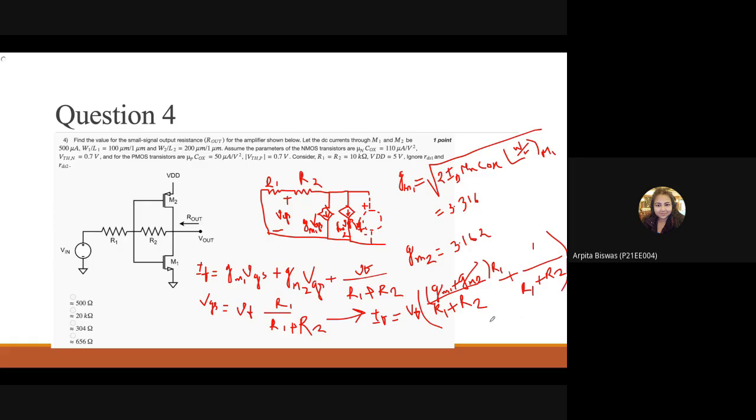Okay, from here I'm writing VT by IT equal to (R1 plus R2) by (1 plus R1 into (gm1 plus gm2)).